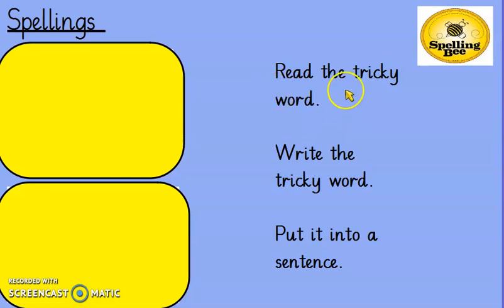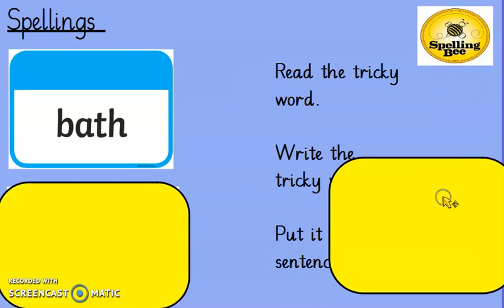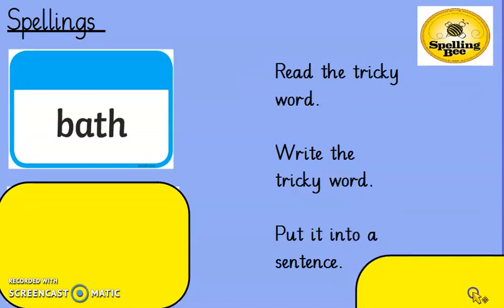So you're ready? So remember to read the tricky word, write the tricky word, and then put it into a sentence. Okay, your first word, my turn, then your turn. Bath, your turn. Okay, write the tricky word and then put it into a sentence for me. I had a bath yesterday would be my sentence. So you have a go at writing your sentence. Pause the video whilst you write your sentence and then you can move on to your second word.